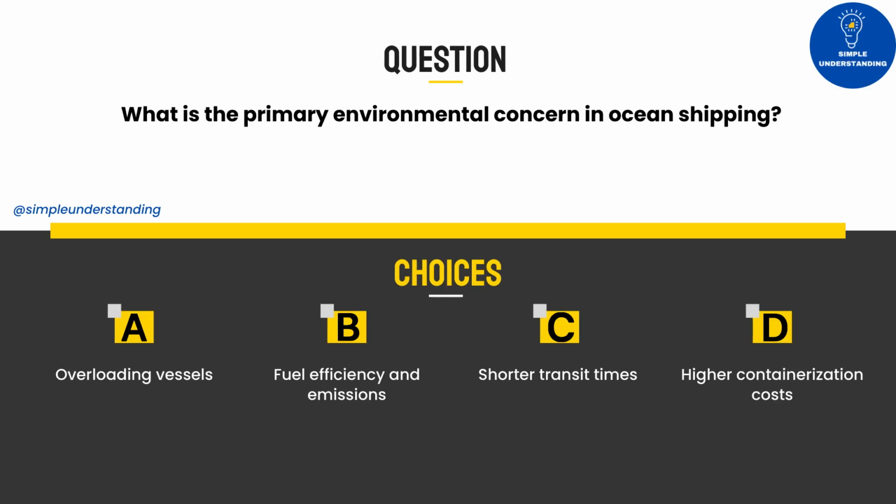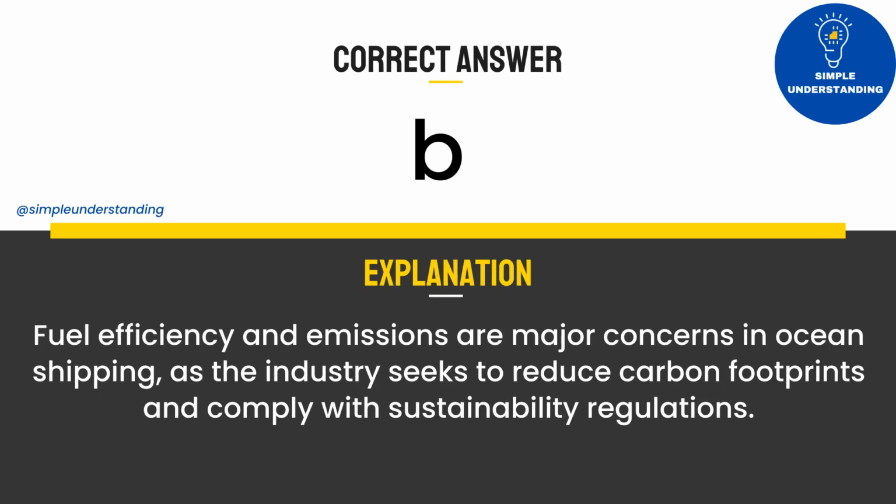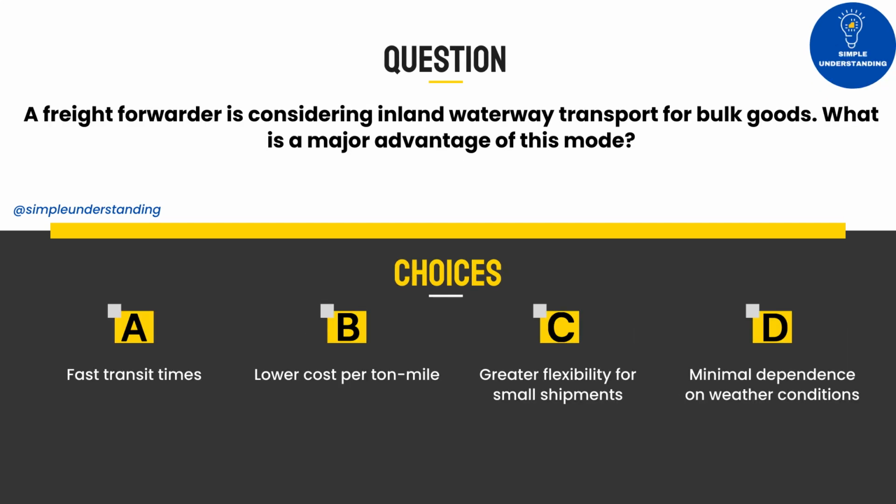6. What is the primary environmental concern in ocean shipping? A. Overloading vessels. B. Fuel efficiency and emissions. C. Shorter transit times. D. Higher containerization costs. Correct answer, B. Explanation. Fuel efficiency and emissions are major concerns in ocean shipping, as the industry seeks to reduce carbon footprints and comply with sustainability regulations.